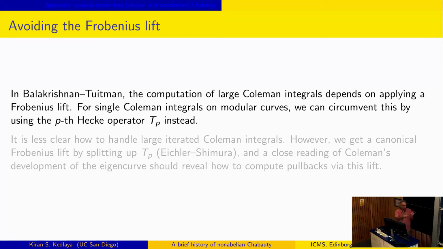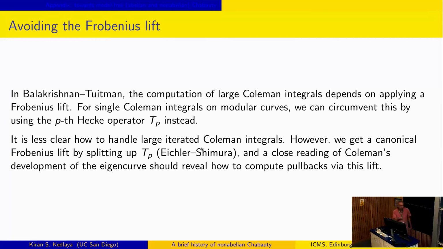And write down the analog of the change of variables formula, because you can work with divisors. For double integrals, you can't work with divisors. You have to really integrate from point A to point B. So you really need to do the Eichler-Shimura bit to split up T_p. This is described fairly explicitly in Coleman's eigencurve paper. This is where the U_p operator comes from. And with my student Chris Hsu, we're thinking about how to make this concrete.